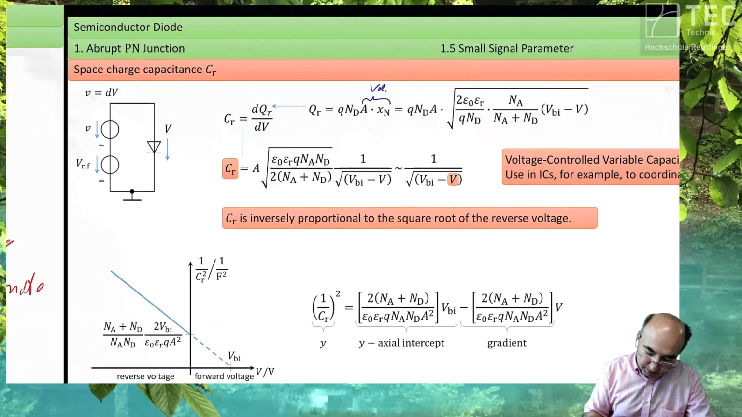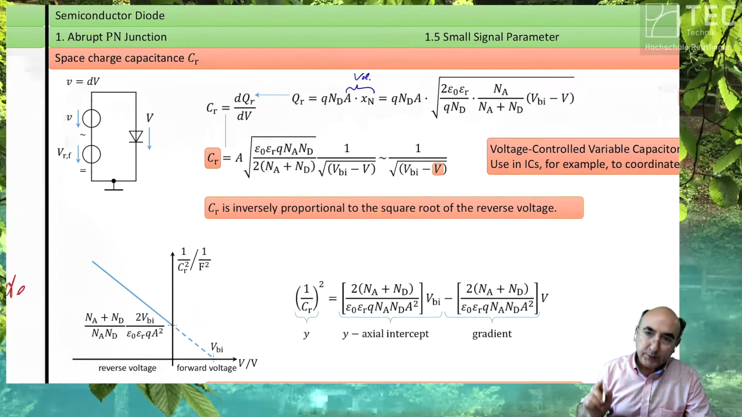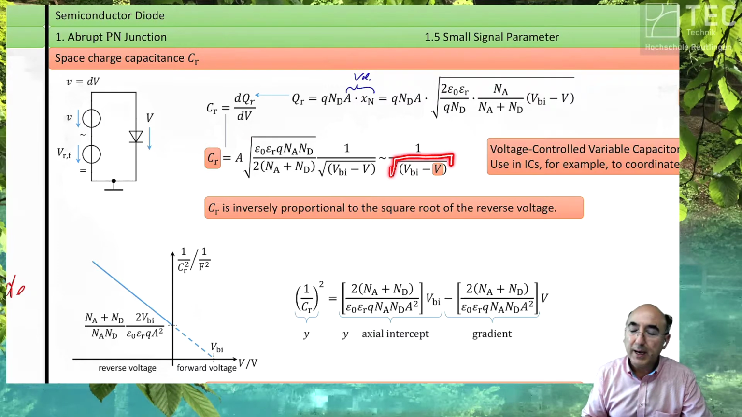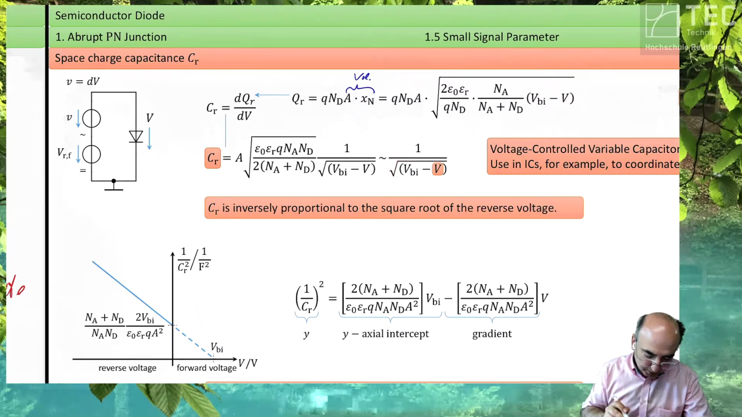But I want to stress one point. The dependency of this capacitance on the voltage is very weak. It is under the square root in the denominator. Keep this in mind.